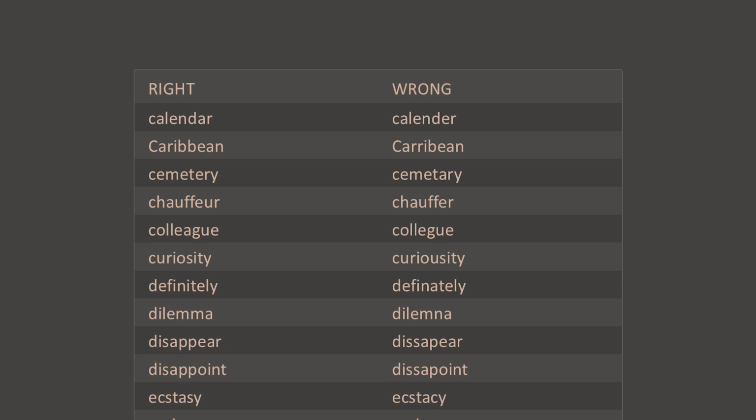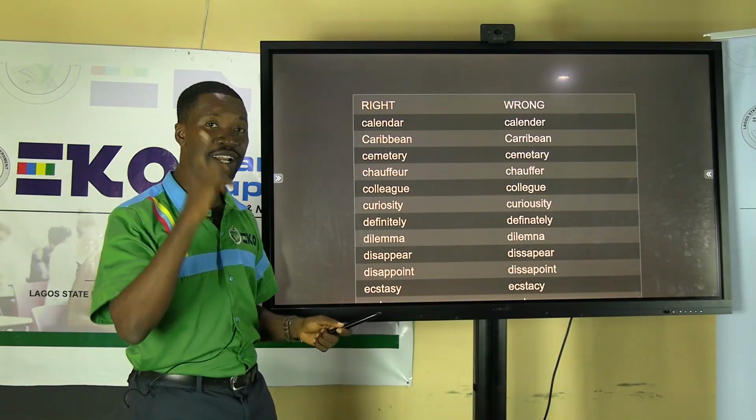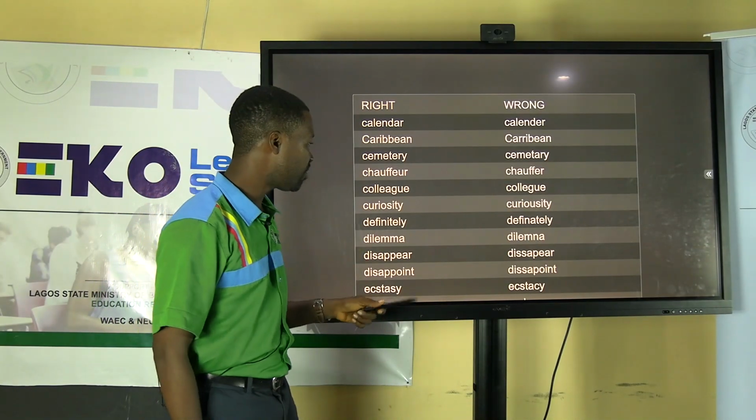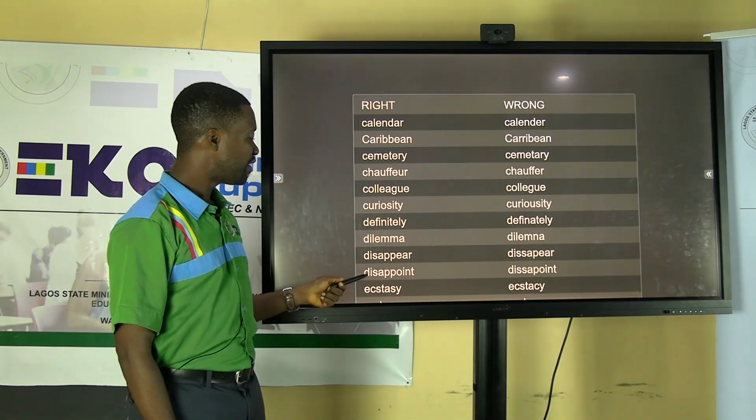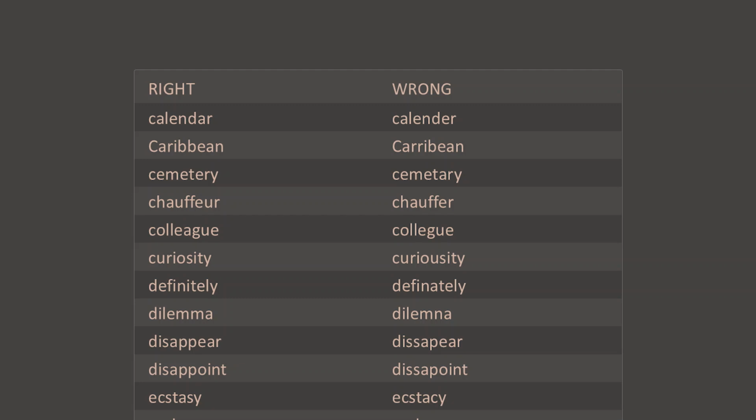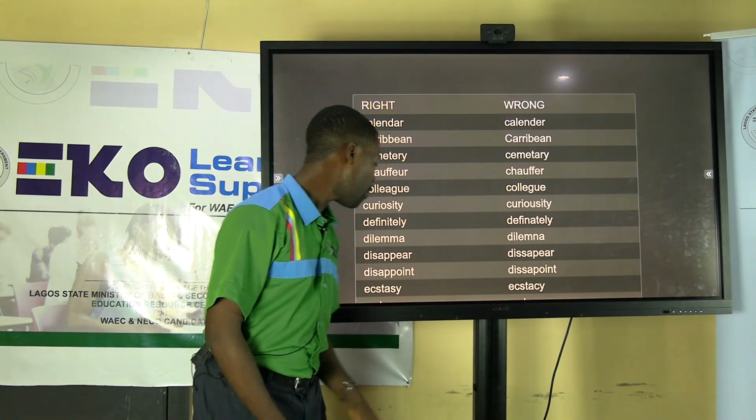We have the word disappear. Disappear is spelled with 1 S, 2 P's, not 2 S and 1 P. We have here the word disappoint. Same way you spell disappear, with 1 S, 2 P's, not 2 S and 1 P.